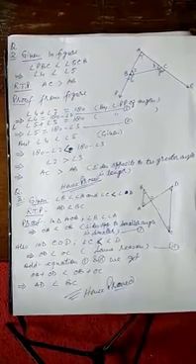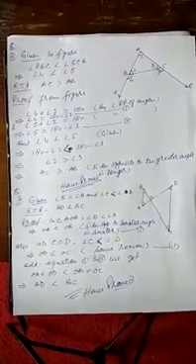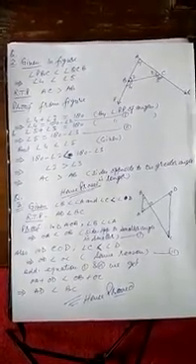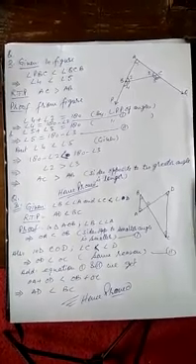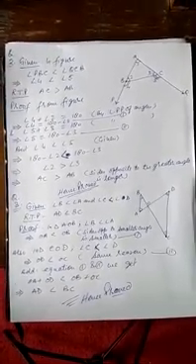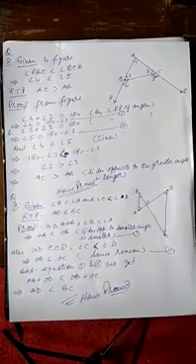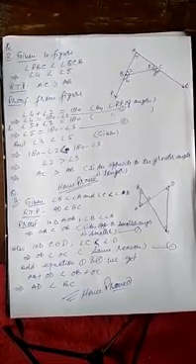Angle 4, we can say from the figure, angle 4 plus angle 2 is equal to 180 degrees. Why? By the linear pair property of angles, which means angle 4 is equal to 180 minus angle 2. Let it be equation number 1. And angle 5 plus angle 3 is equal to 180 degrees, by the same reason, the linear pair property of angles, which implies that angle 5 is equal to 180 minus angle 3. Let it be equation number 2.